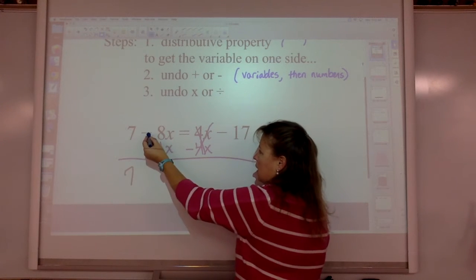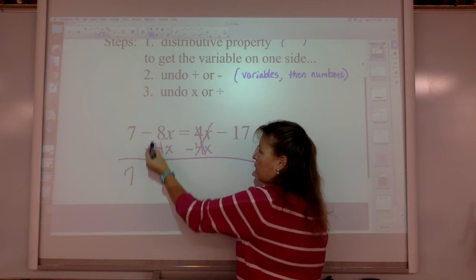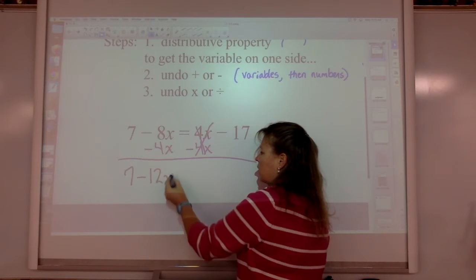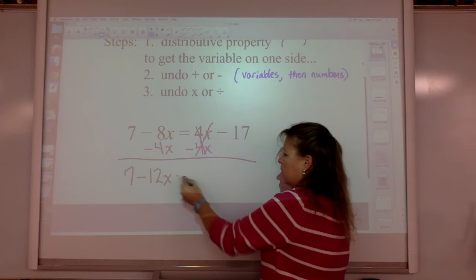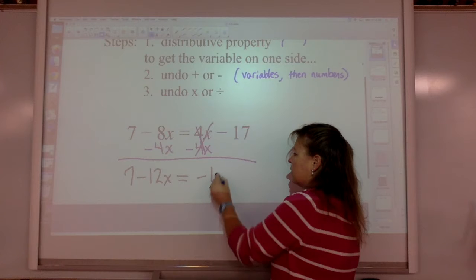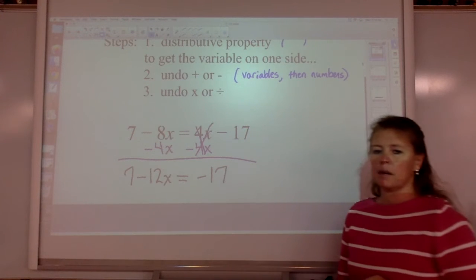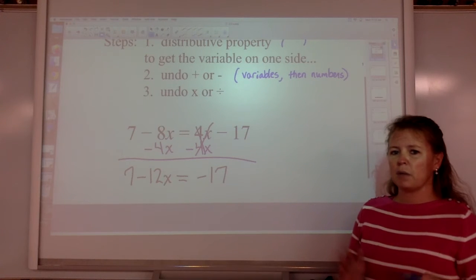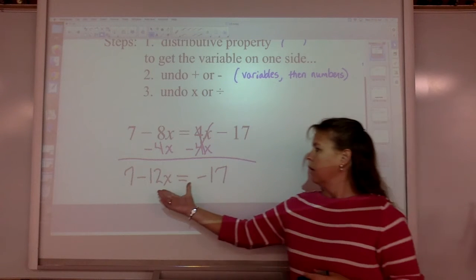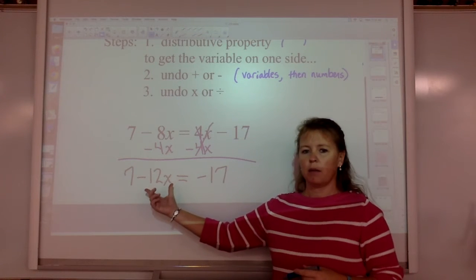Drop it down. Negative 8 and negative 4, or negative 8 minus 4, is negative 12x. Use your calculators when you've got the double negatives like that. Don't get goofed up by your head. Equals negative 17. So now we're right back to a two-step solving problem, which we've done for a few days now. We've got our x's on one side.